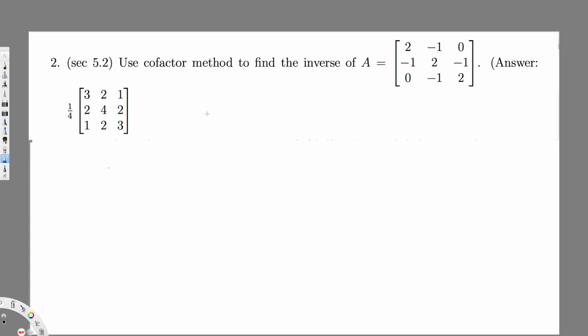So first of all, before doing this kind of question, we have to know the formula for the inverse. There's a general formula for that. A inverse is equal to 1 over determinant A, multiplied by cofactor A transpose. So this is the general formula. Since we have to find determinant A and cofactor A transpose, let's begin with the determinant of A.